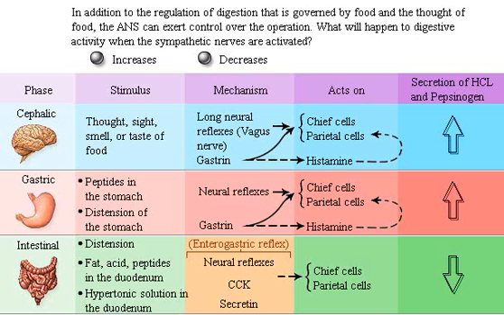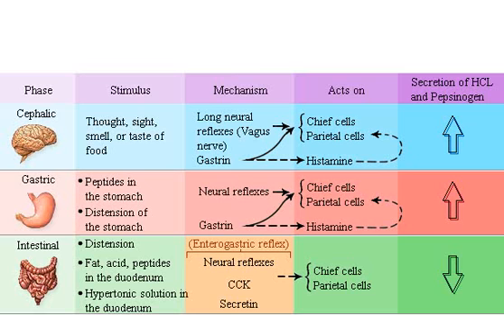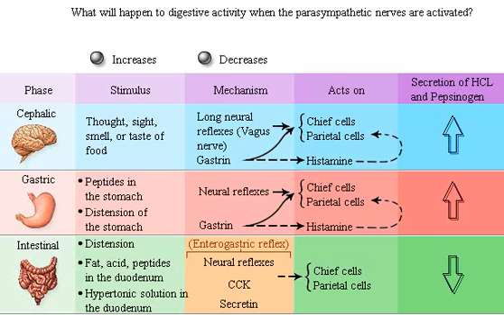In addition to the regulation of digestion that is governed by food and the thought of food, the autonomic nervous system can exert control over the operation. What will happen to digestive activity when the sympathetic nerves are activated? What will happen to digestive activity when the parasympathetic nerves are activated?